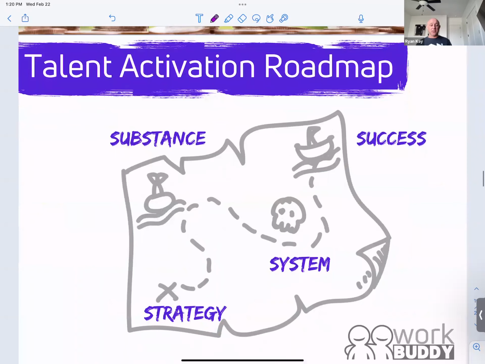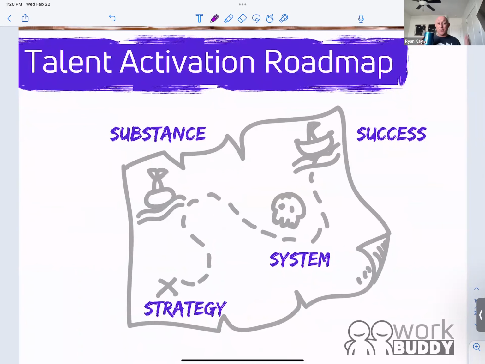So what does this actually look like? This is what I call the talent activation roadmap. These are the steps you have to take in order to build a system to activate great talent. It's not something that just happens on its own. It's not something that can be left up to the new hire, although some new hires will figure it out. That's hope. Our goal is not to hope. It's to actually systematize and make it happen.